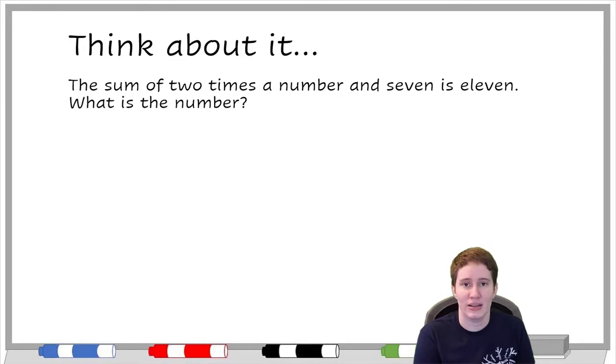So, alright, now I've got a challenge problem for you right before I wrap this video up. I want you to think about this, and it's going to directly lead into the next lesson that I put up, which is solving 2-step linear equations. So think about it and see if you can come up with the answer to this. The sum of 2 times a number and 7 is 11. What is the number? Take as much time as you need.